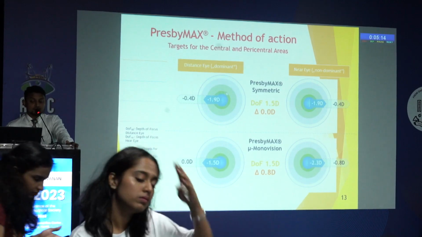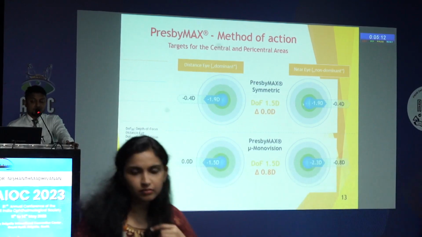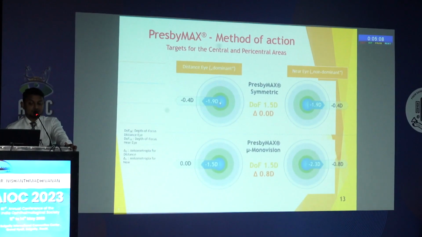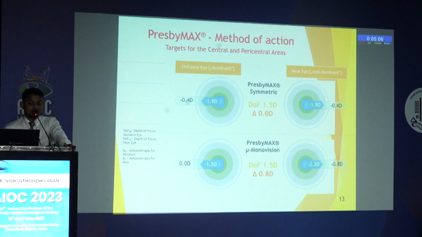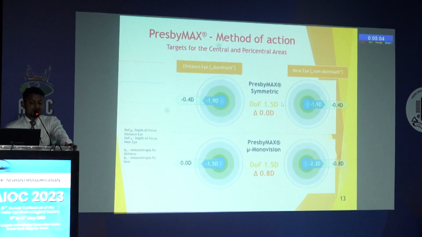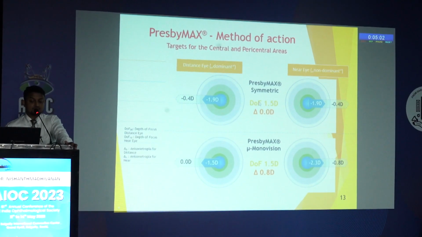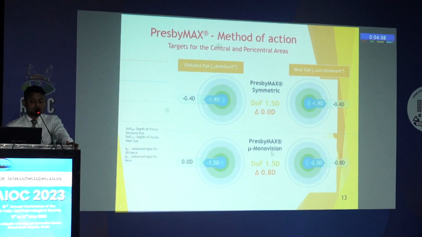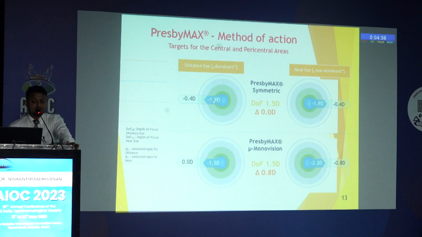A long time back they used to keep the dominant and the non-dominant eye both myopic, approximately -2 and the intermediate -4. But then they realized that the depth of focus was very high. So then came the micro monovision concept, where it was half reduced, and once they reduced it, they made the distance plano.